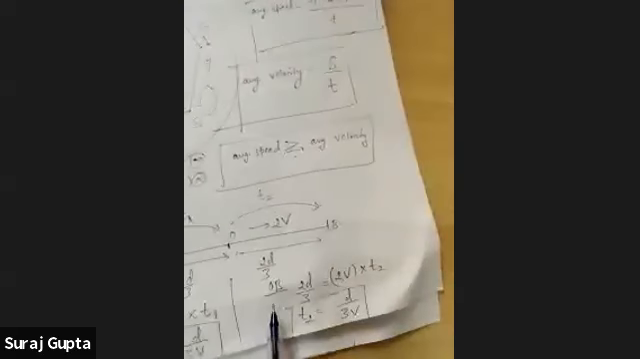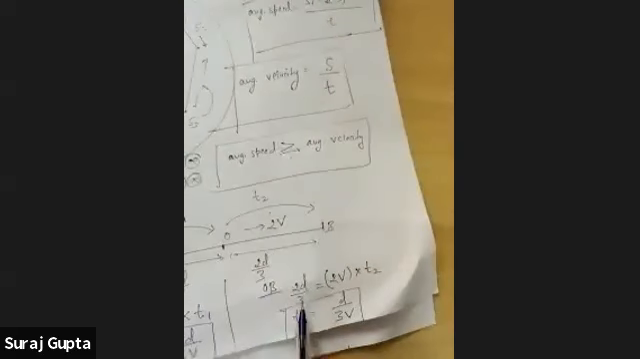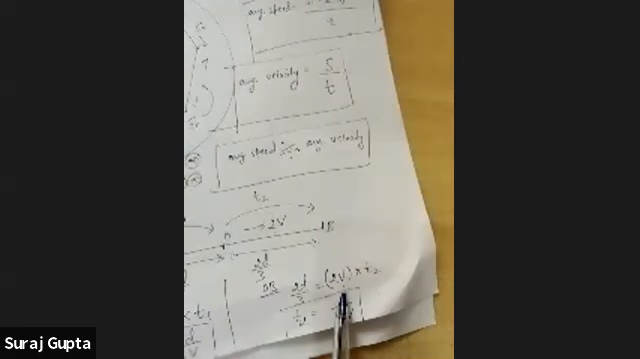And from O to B, the distance is what? Distance is 2d by 3. Speed is 2v and time is what? T2. So 2d by 3 is equal to speed multiplied by time. T2 comes out to be d by 3v. So both T1 and T2 are the same: d by 3v, d by 3v.